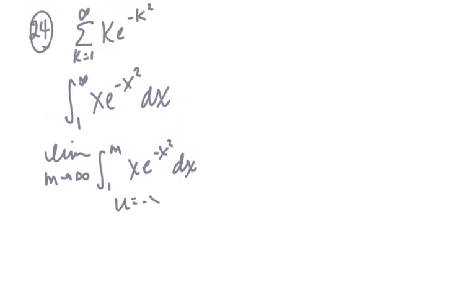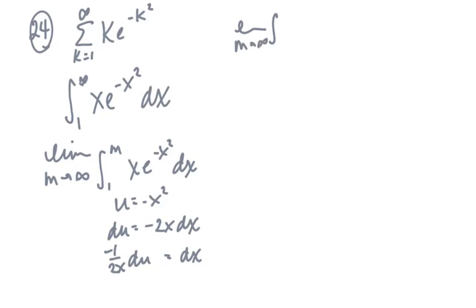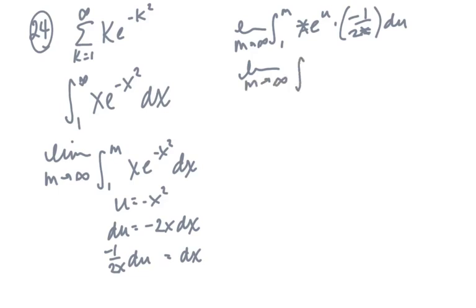So let's let u equal negative x squared, and du is negative 2x dx. So dx is negative 1/2, 1 over 2x du. So we have the limit as m approaches infinity from the integral from 1 to m, and I have x e to the u, and then our dx becomes negative 1 over 2x du. These x's cancel. So we have the limit as m approaches infinity, the integral from 1 to m, we have negative 1/2 e to the u du.